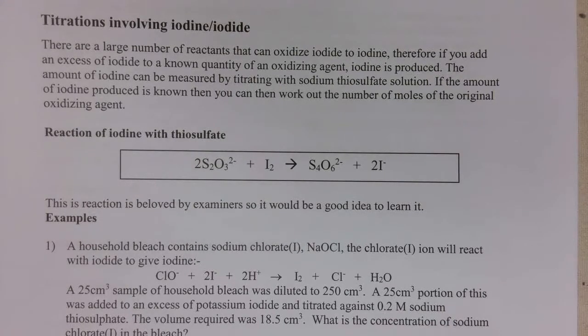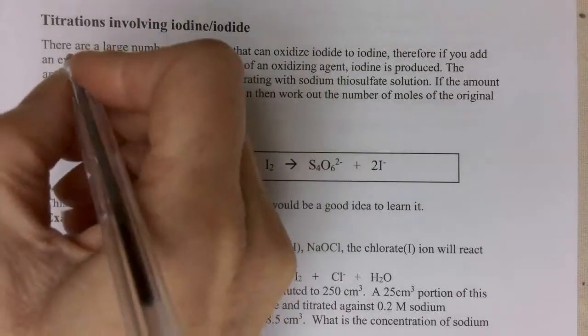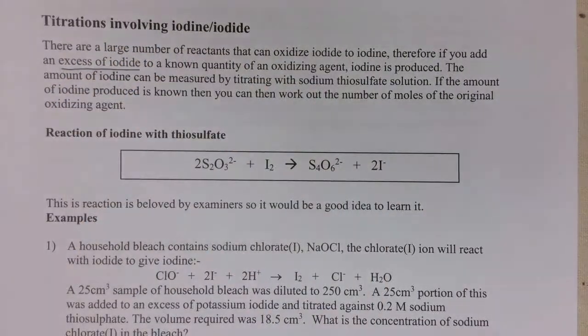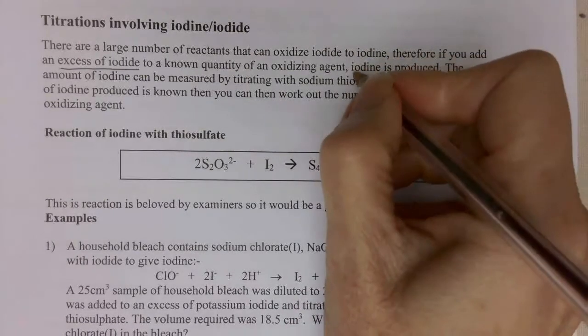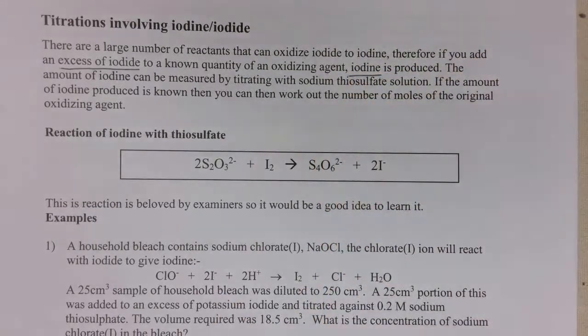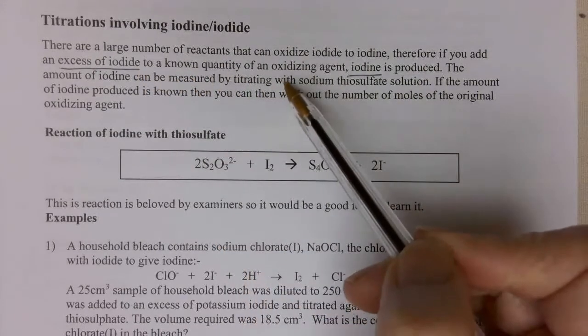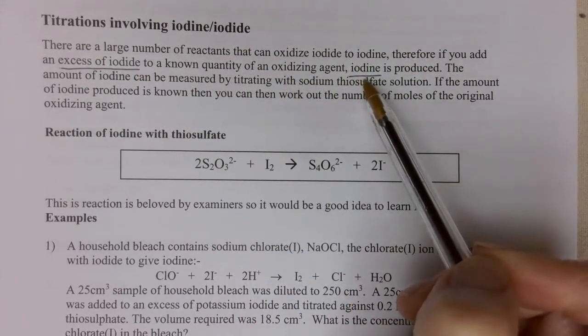So these ones are slightly more complicated, but in all cases, or most cases, we add an excess of iodide to a known quantity of our oxidizing agent. What that will do is produce some iodine. So these reactions always come in two parts. The first part, we add our excess iodide to our oxidizing agent to produce iodine.